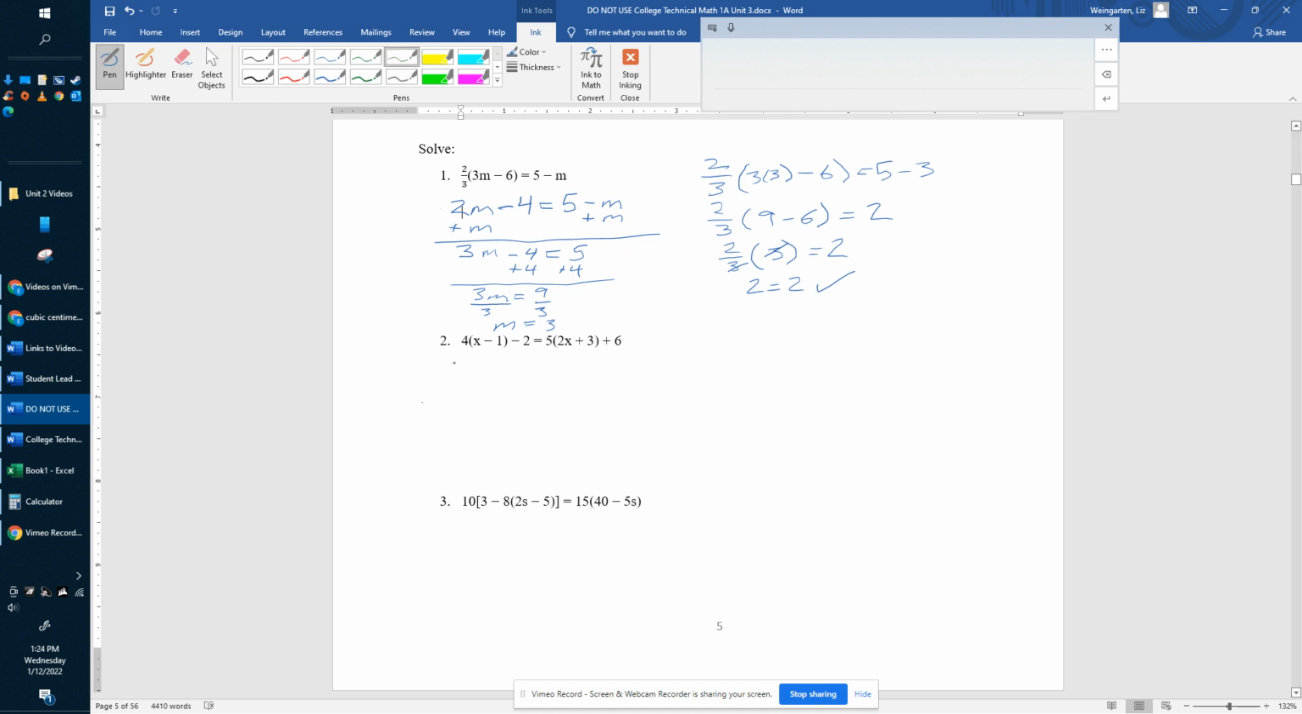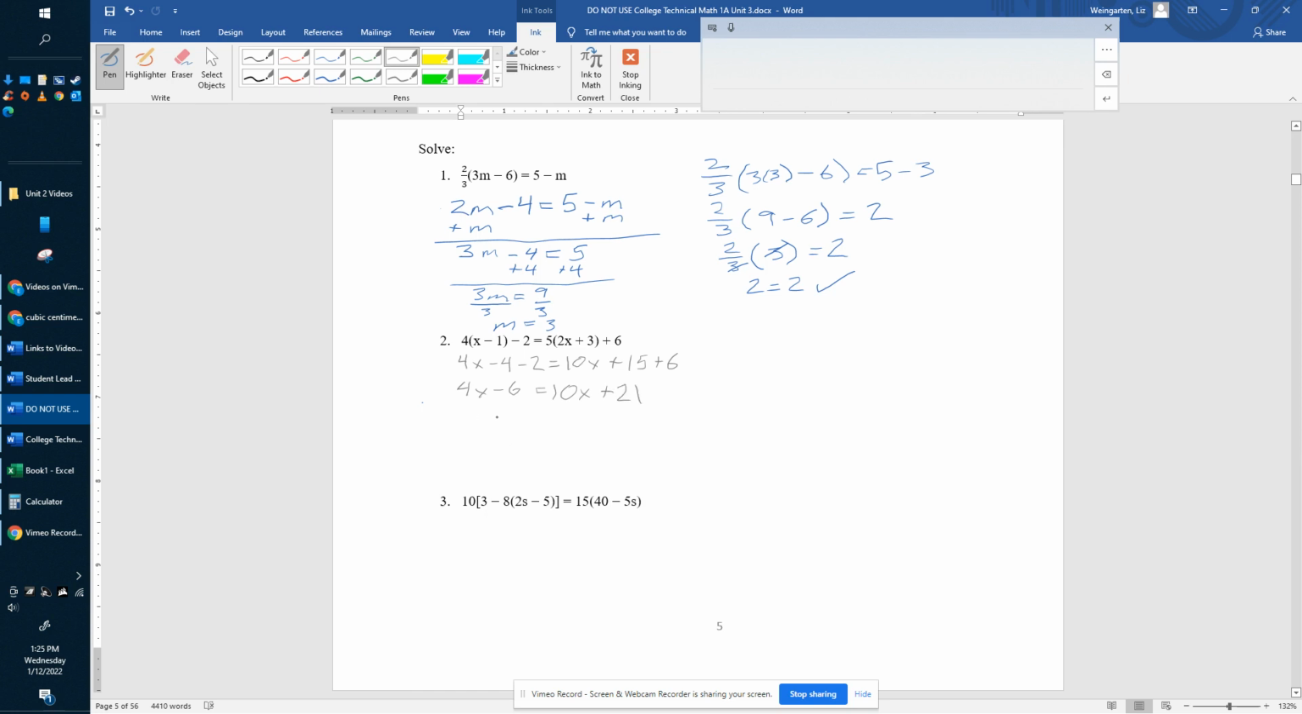Do my next one in a different color. Now, again, we are going to distribute first. 4 times x, 4 times negative 1. We get 4x minus 4 minus 2 equals, and we can distribute on this side, 10x plus 15 plus 6. Simplify as much as we can. We have 4x minus 6 equals 10x plus 21.